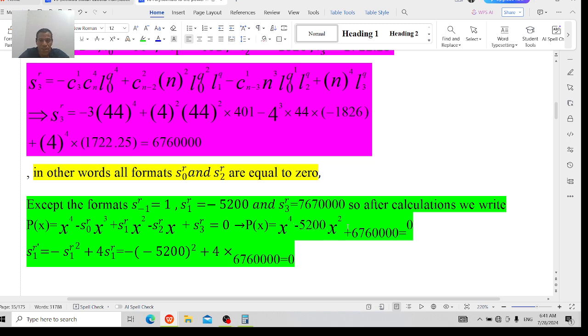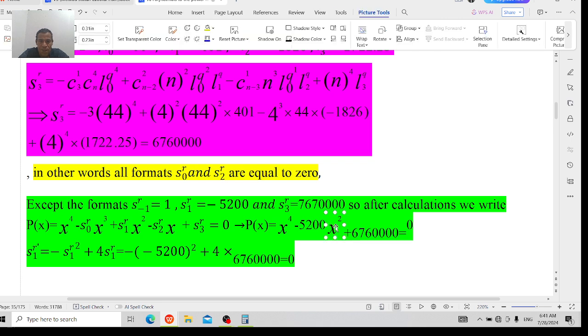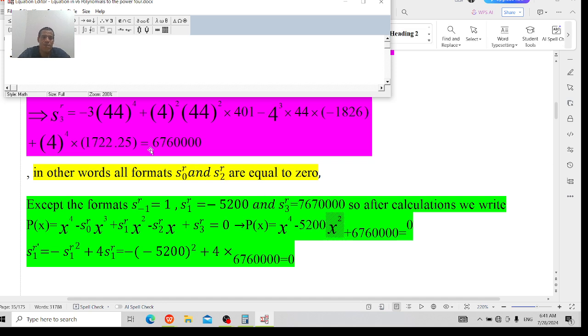5,200 x squared plus 6,760,000 equals 0.